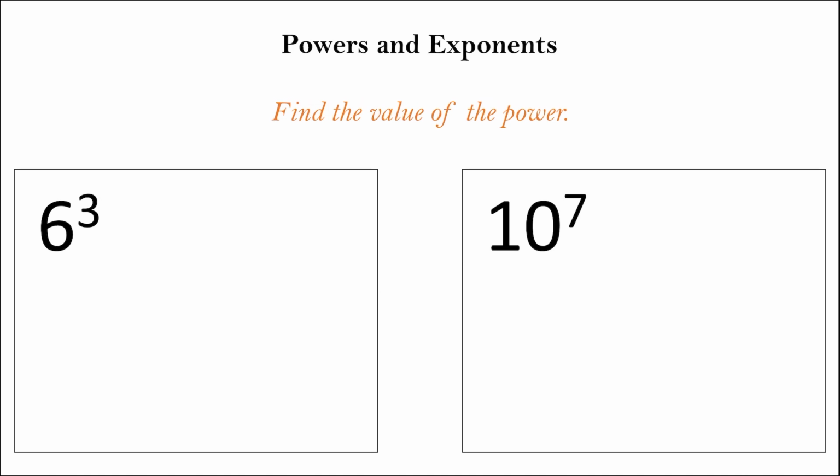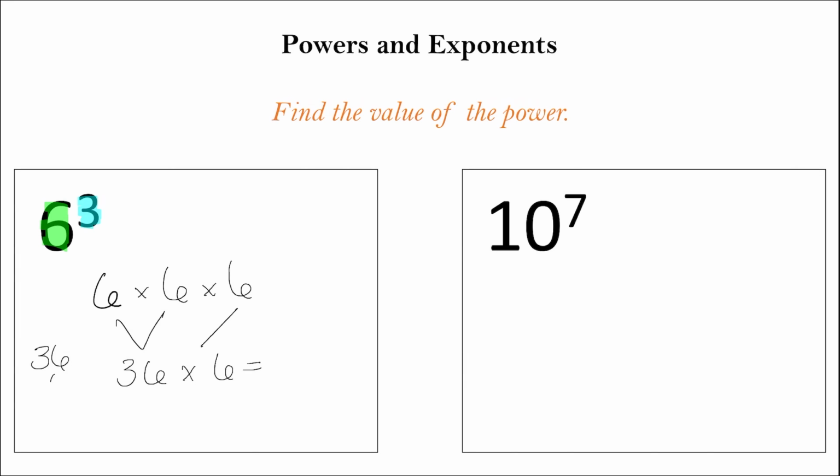At this time, you can pause the video to try the 2 examples below and resume when ready. 6 to the 3rd power. 6 is our base, 3 is our exponent. In expanded form, we write it as 6 times 6 times 6, and then we do our multiplication. 6 times 6 equals 36. Then we bring down the other 6, so 36 times 6. I'm going to do long multiplication for this one.